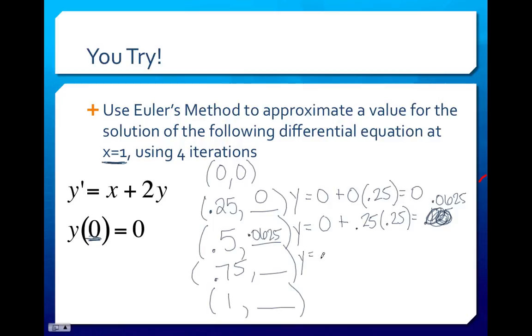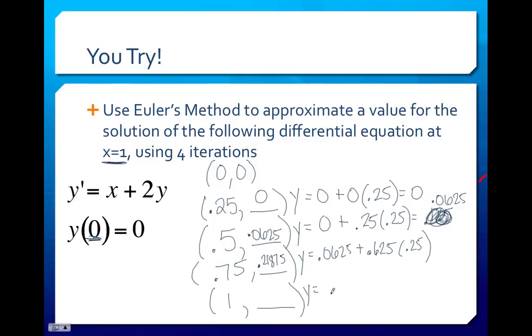so now y is equal to 0.0625 plus, I use the slope rule based on the previous point, so 0.5 plus 2 times 0.0625 gives me a slope of 0.625 times my step size, and that gives me 0.21875. I wouldn't round if I were you.